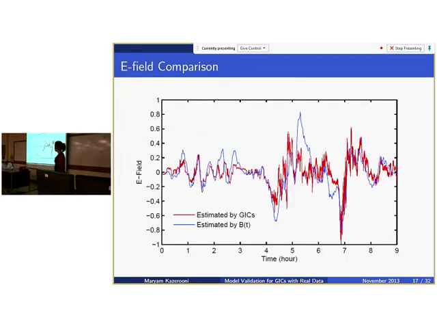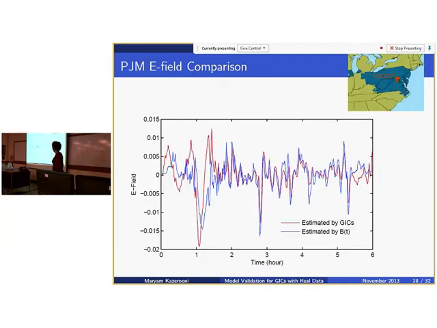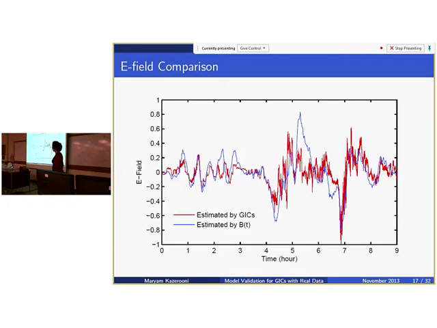We also use the GIC measurements to estimate the electric field. And then we compare these two estimations, as you can see here. The red line is the electric field estimated by the GIC measurements, and the blue line is the electric field estimated based on the magnetic field data. If you compare these two, you see that they match quite well. For sure, there are some mismatches, especially between time 5 and 6. But for the rest, the agreement is quite good.